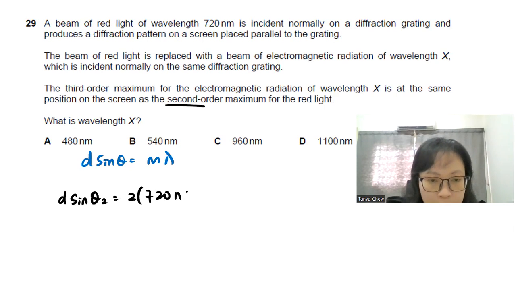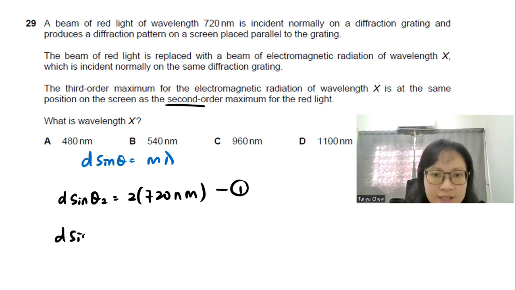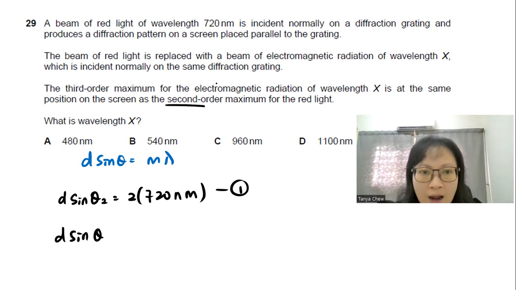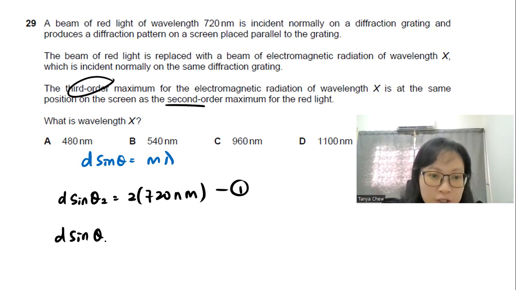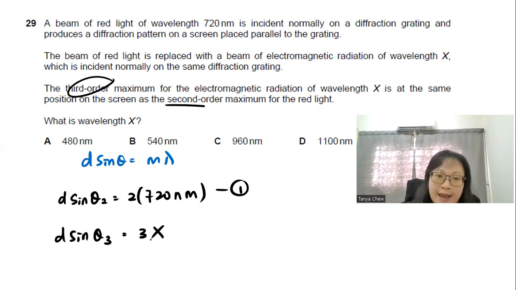Not going to convert to meter because all the choices are in nanometer. I put this as the first equation: d sine theta, 3 because it is the third order maximum of the electromagnetic radiation. So theta 3 is equal to 3x. I just put x here because I need to find x.